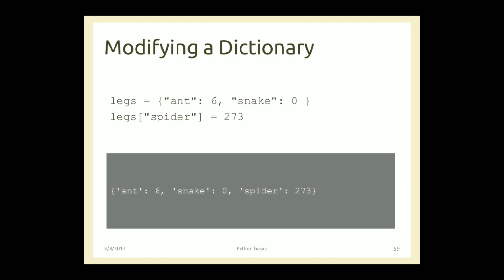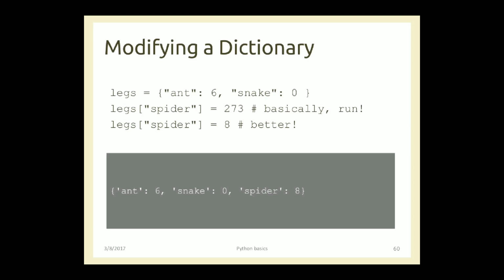Now if you want to modify a dictionary, I want to add a new item with the name spider and its value to be 273. This is the way it is written: in square brackets on the given dictionary, legs['spider'] = 273. When you run this and then try to access legs, what will happen? The dictionary has been updated with 3 items in total.